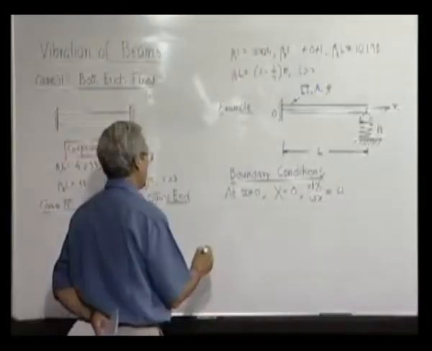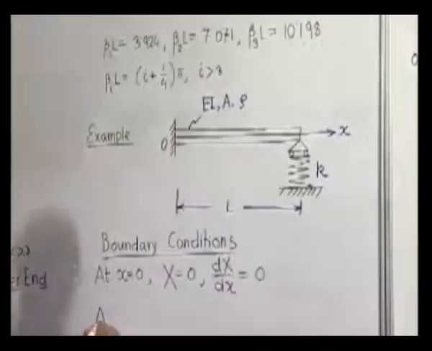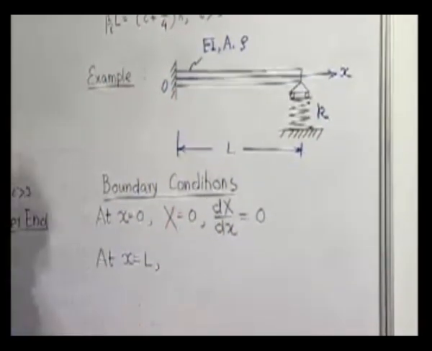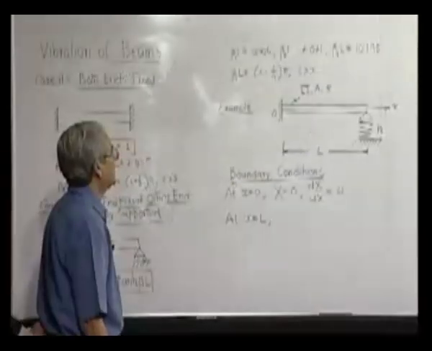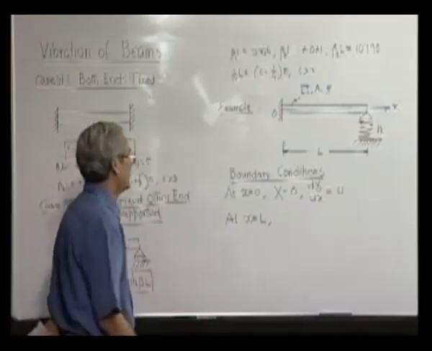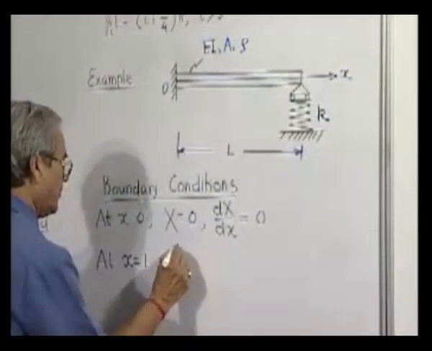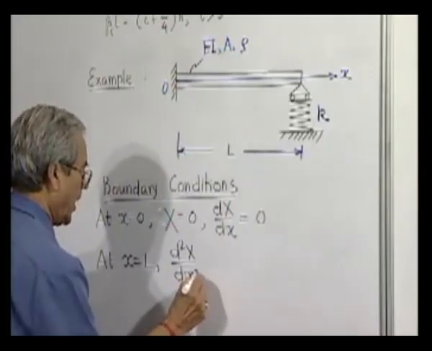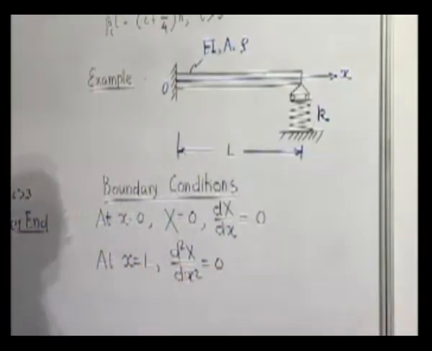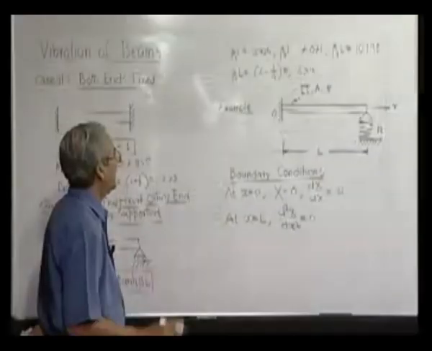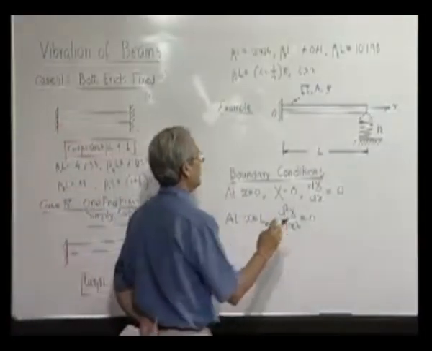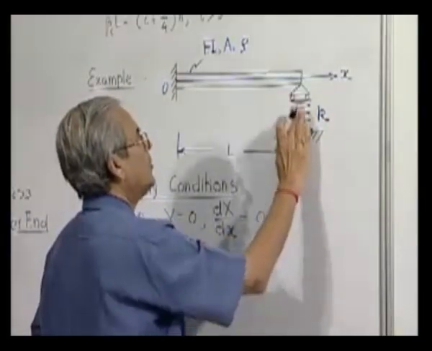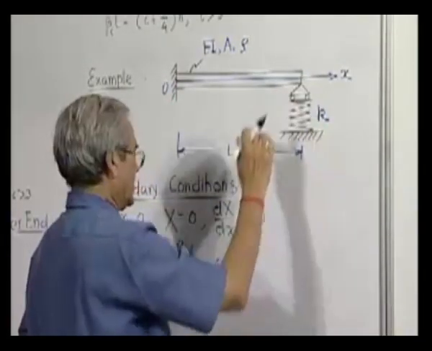At x is equal to L, this is interesting and tricky. What we find is that the bending moment is 0, and the bending moment is proportional to the second derivative, we have seen. The force is not 0, but suppose it has deflected by an amount x, then what will be the force? It will be k into x.